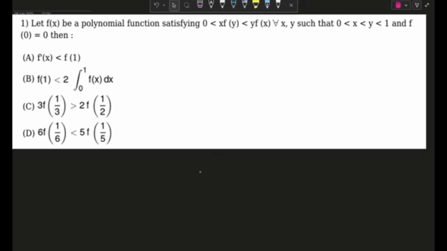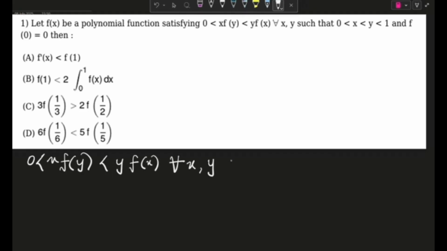So basically in this question we have a polynomial function which satisfies this particular inequality, and we also have that f of 0 is equal to 0. We have to find out which options are correct. Let's first write out the inequality, because that is the only thing given to us. It is 0 < x f(y) < y f(x) for x, y such that 0 < x < y < 1. Let's try to create something from this.